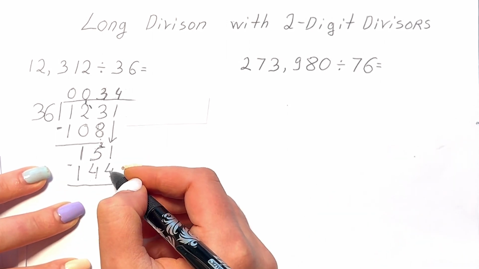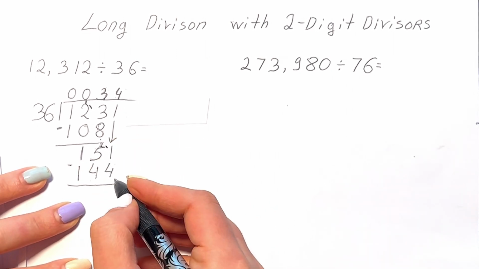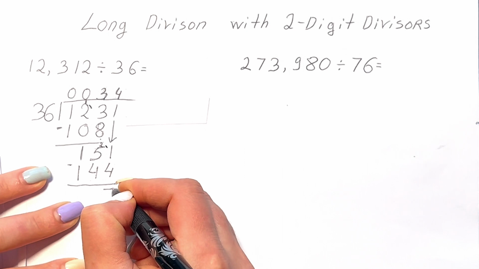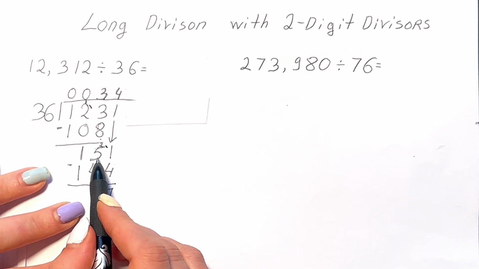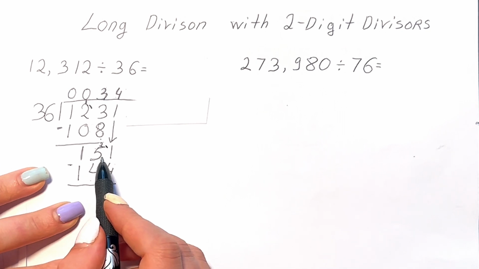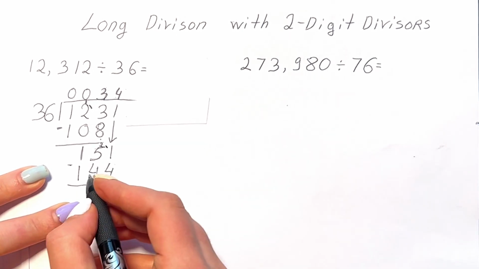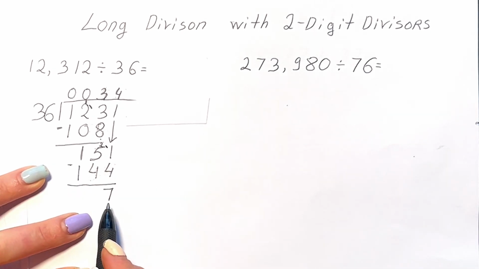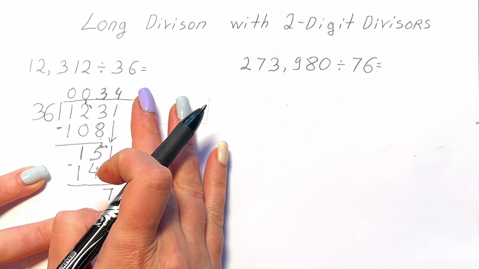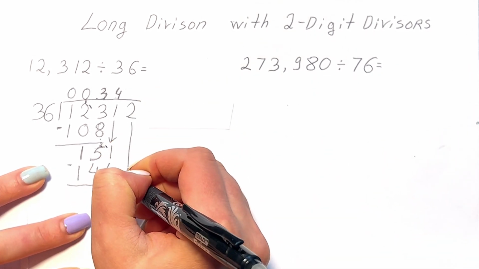1 minus 4, I can't do that. I'm gonna borrow from the tens place. 11 minus 4 is 7. Because there is a borrowing sign on the top of the 5, it's 1 digit less. Actually, it's 4. 4 minus 4 is 0. 1 minus 1 is 0. So the remainder will be 7. Let's bring down the last digit, which is 2.